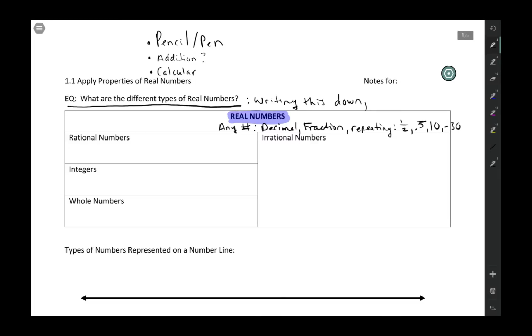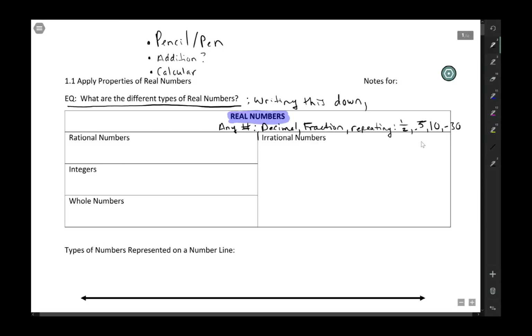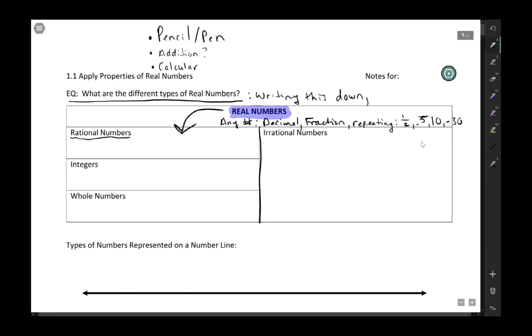But what we like to do with mathematics is we sometimes just want to talk about certain types. So this chart here splits up our real numbers. They're either going to be rational or irrational. That's the first step. So the first category, category 1. Either rational or irrational. If it's rational, it can't be irrational. If it's irrational, it can't be rational.